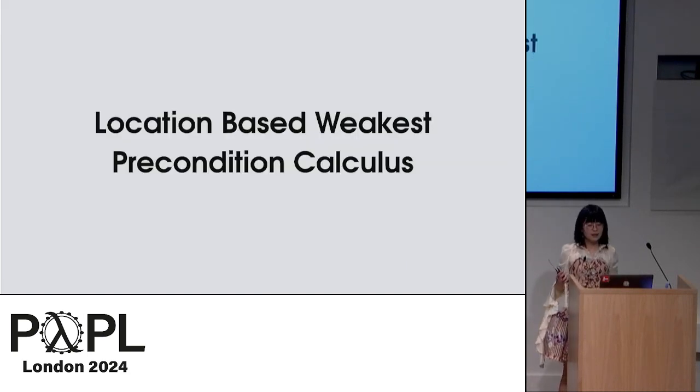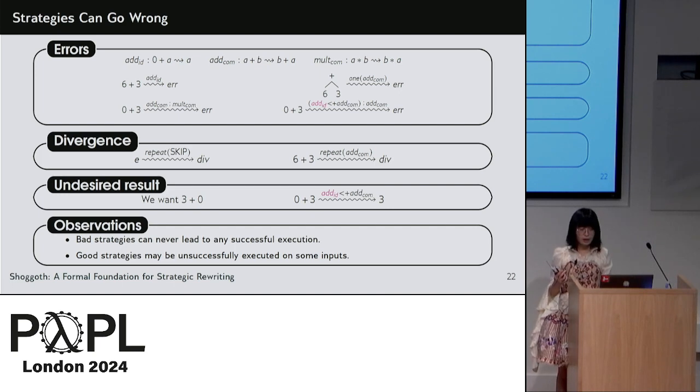And then we move on to the location-based weakest precondition calculus. Again, strategies can go wrong. They may result in error, and they may diverge, and maybe they result in undesired results. And the key observations are bad strategies can never lead to any successful execution, and good strategies may be unsuccessfully executed on some input.